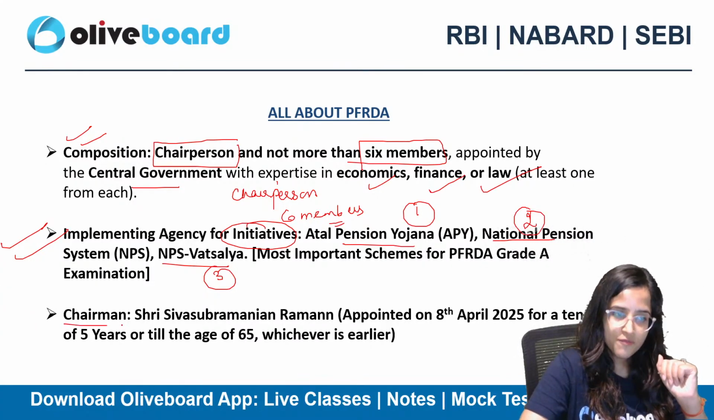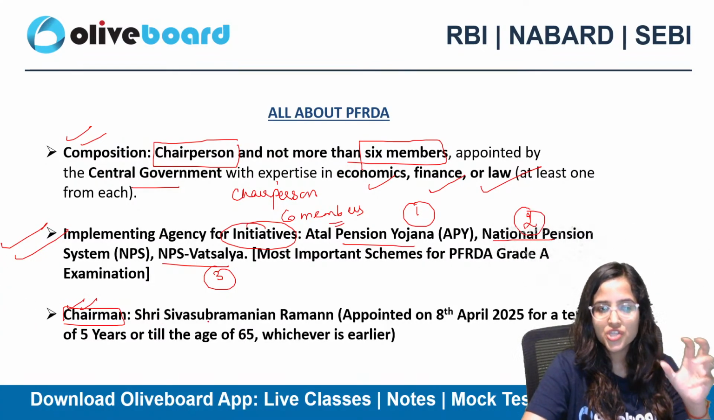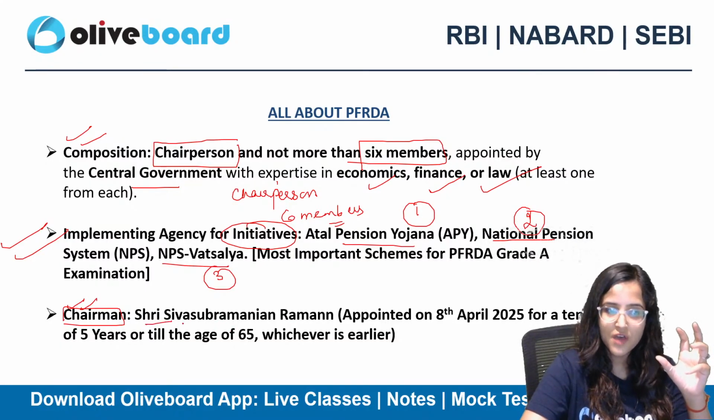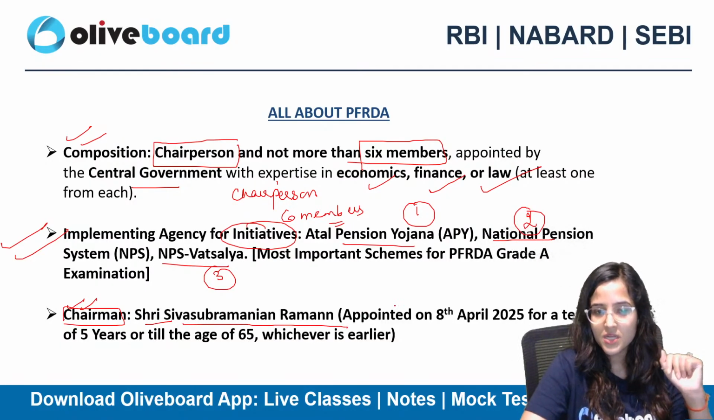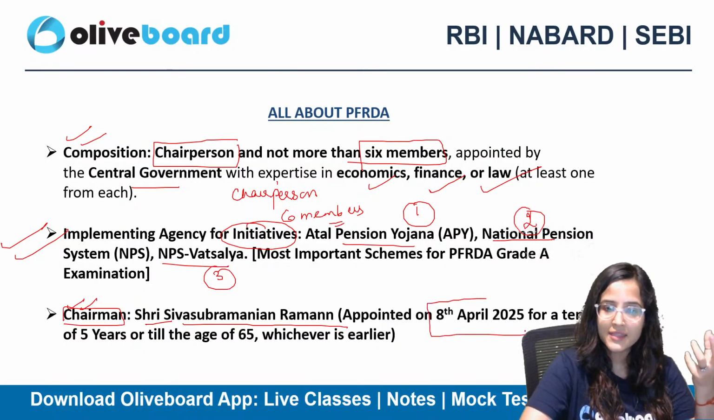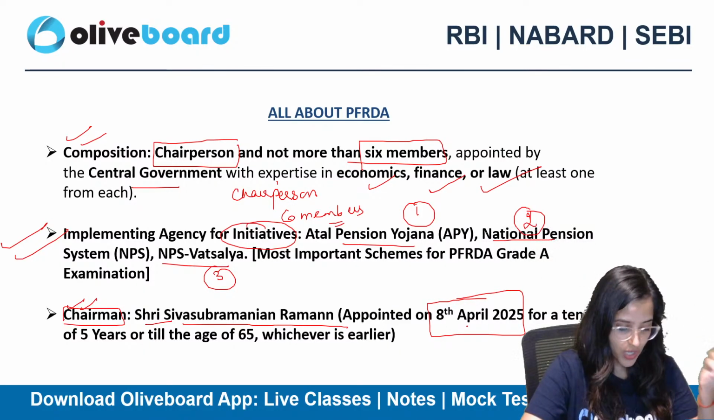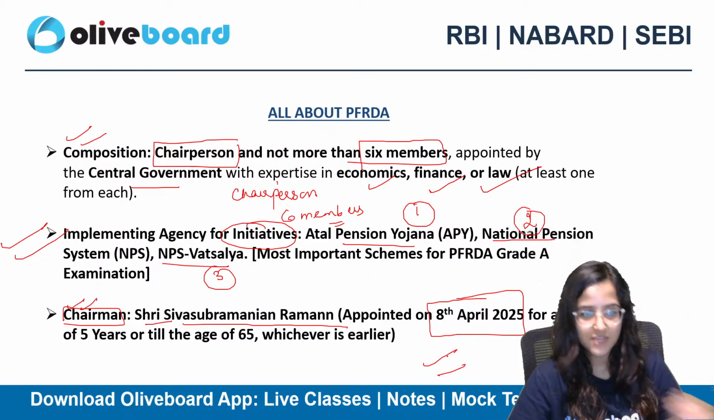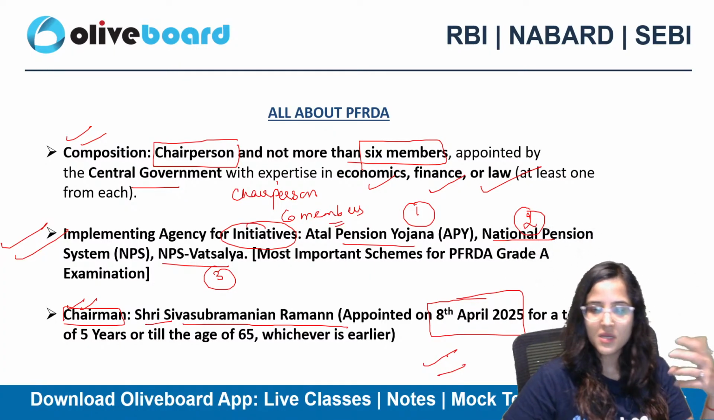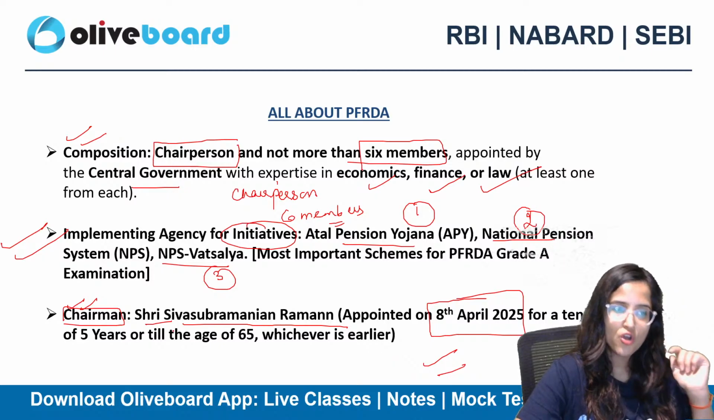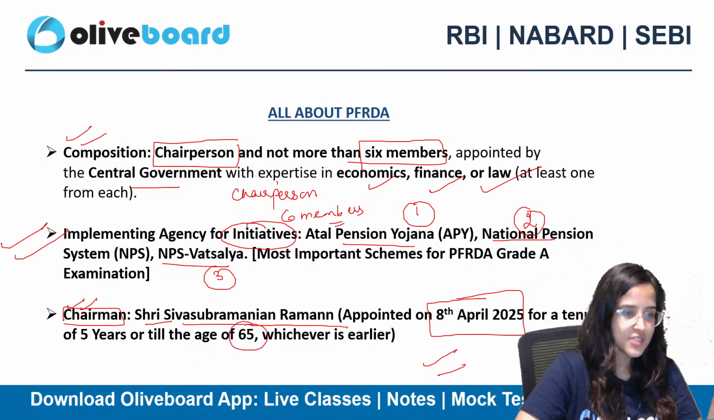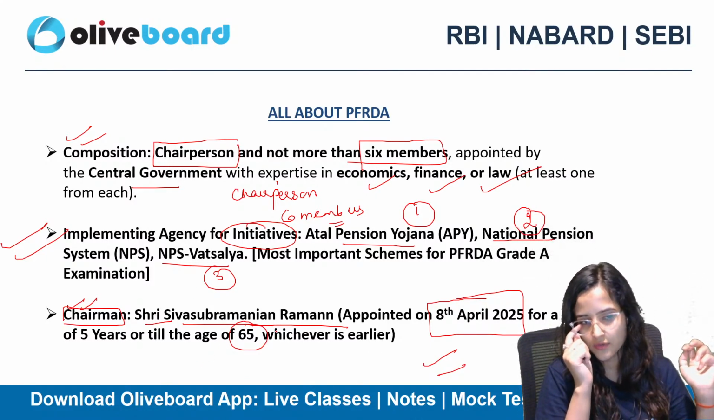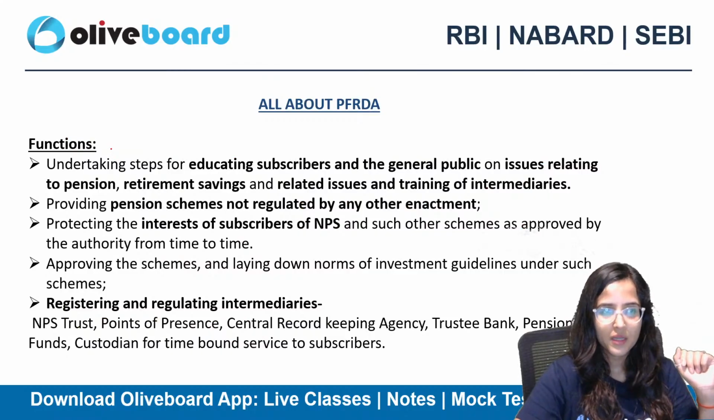Who is the chairman of PFRDA? Very important, you have to remember Shri Siva Subramaniam Raman. He has been appointed on 8th April 2025. We did this during our live mint analysis also. He has been appointed for a tenure of 5 years or till the age of 65, whichever is earlier. Fine. So he is the chairman.